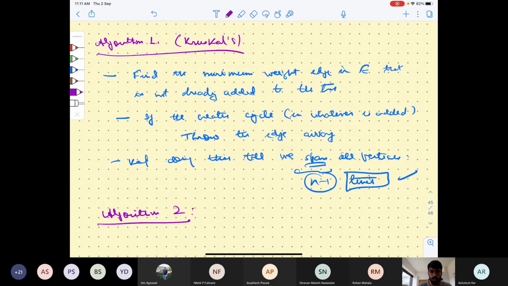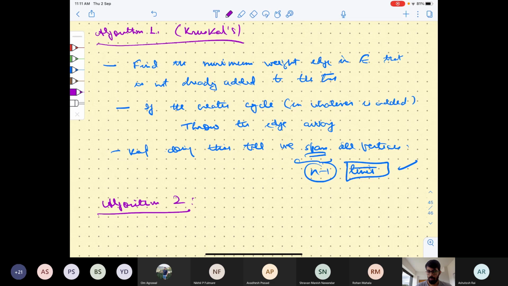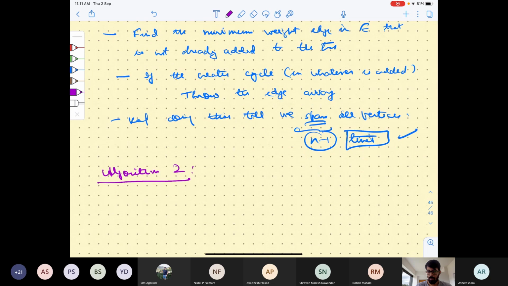So is Kruskal's algorithm clear? I mean, you must have seen it, but even now, if there is some doubt about how the algorithm works, please tell. If not, then let's go ahead. So the second algorithm is Prim's algorithm.